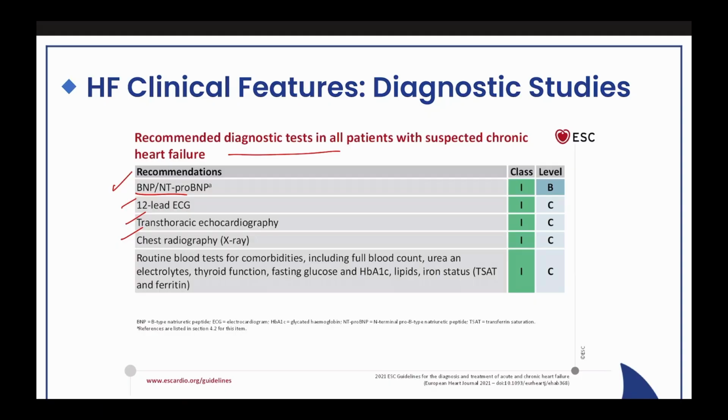Routine blood work for other comorbidities like diabetes, lipids, check all those things to see what is going on with the body. You can do an iron status if you think they're anemic, which is causing them to go into heart failure. So the labs are more like, what else do you think is going on with this patient that you want to grab?